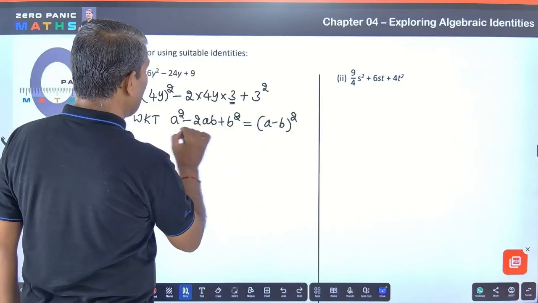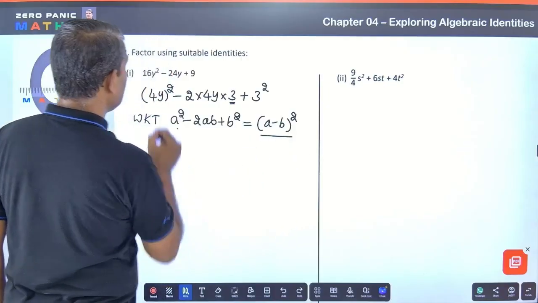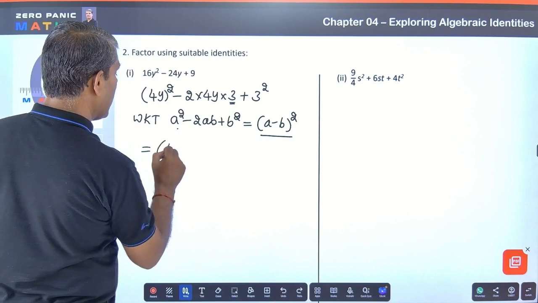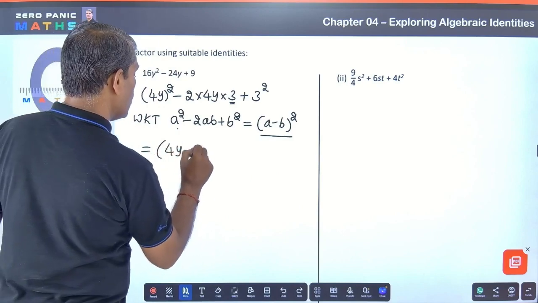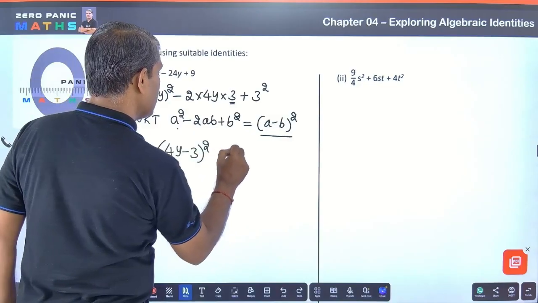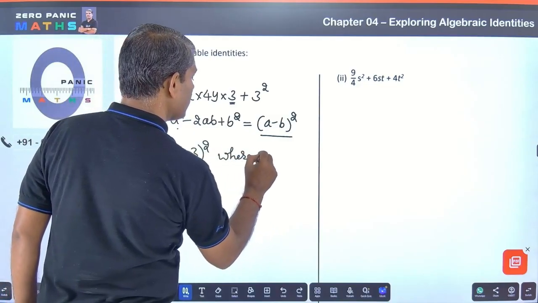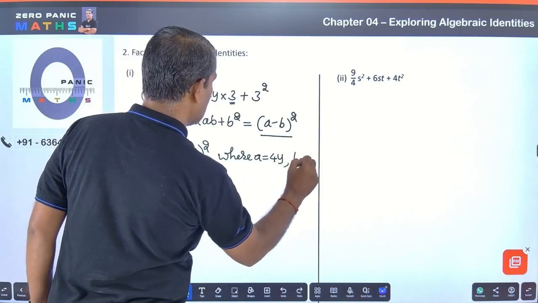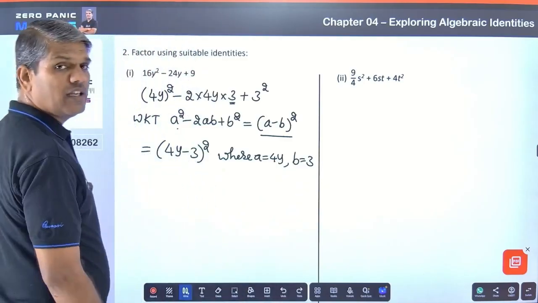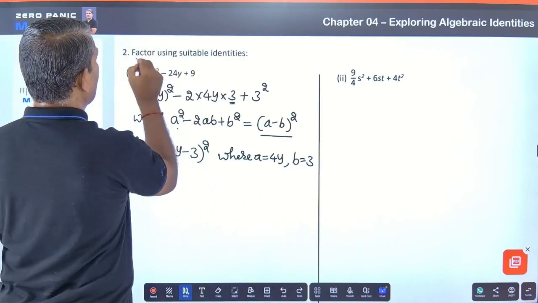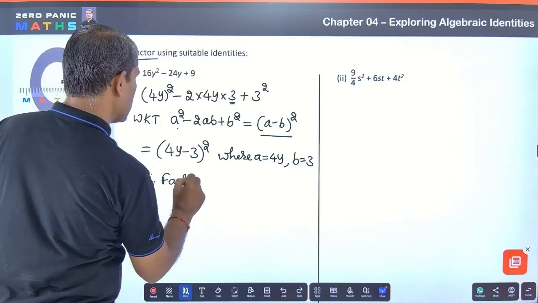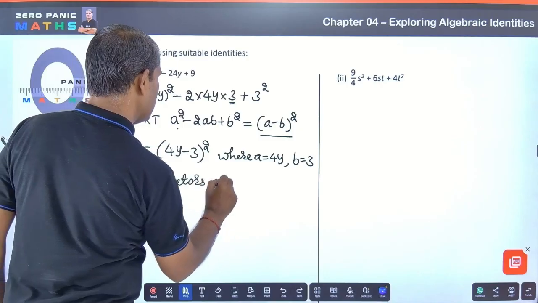So now I have this, so I can easily write this. It is (4y minus 3) whole square, where a is equal to 4y and b is equal to 3. Therefore, the factorization is required. So the factors are, we know that, right?